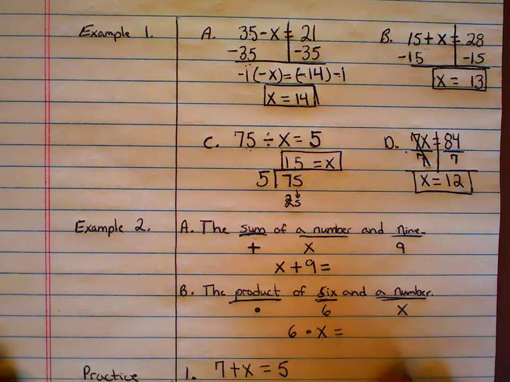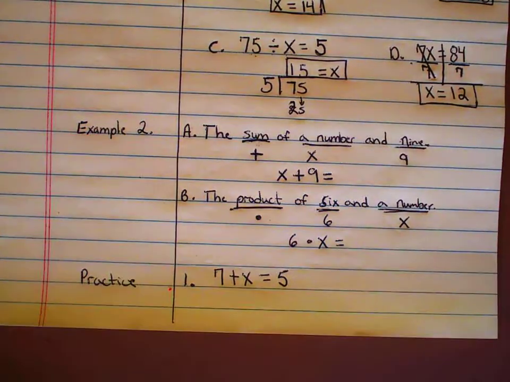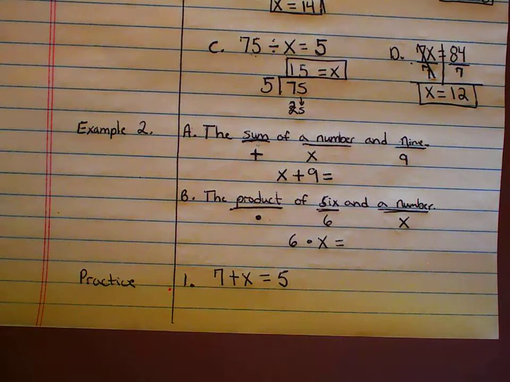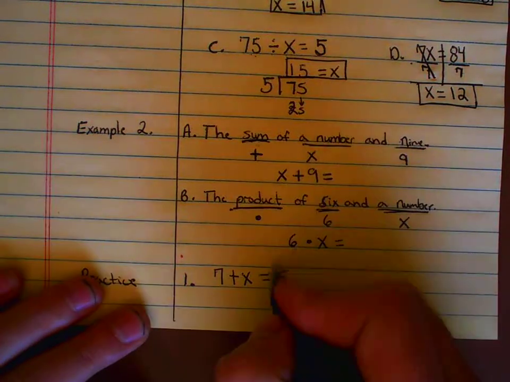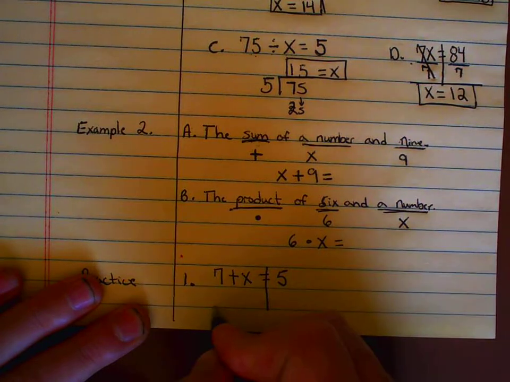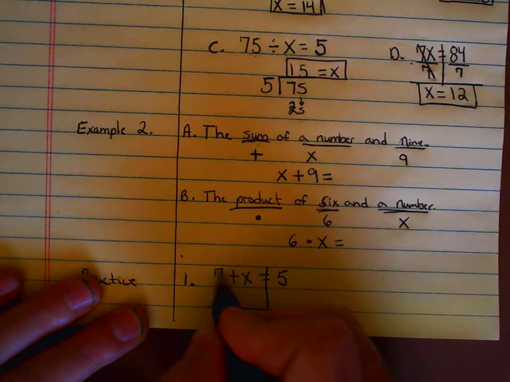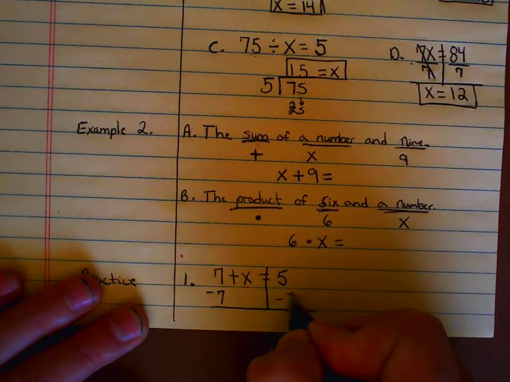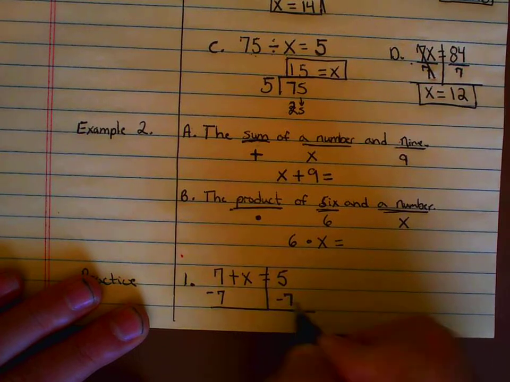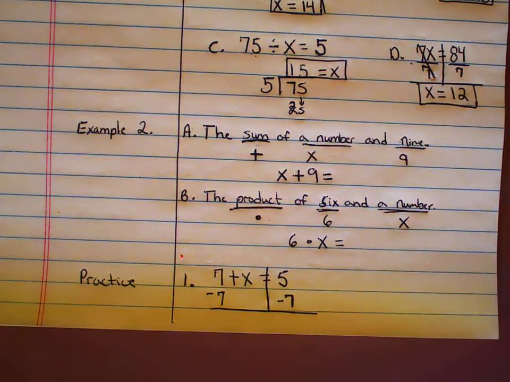Alright, so your last practice problem, or the last thing I want you to do before you leave, is going to be 7 plus x equals 5. What number plus x is going to equal 5? Remember, split the equation, and because this is positive, I need to subtract our 7 from both sides. I'm going to let you finish the rest of this and give me the answer.